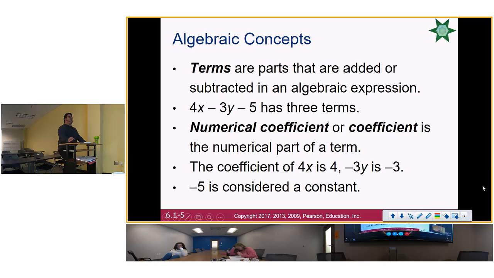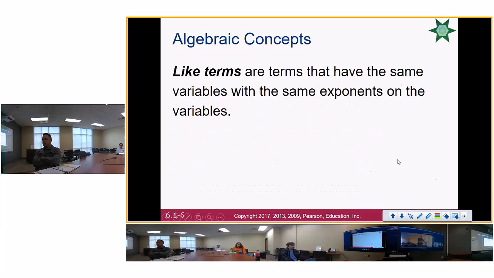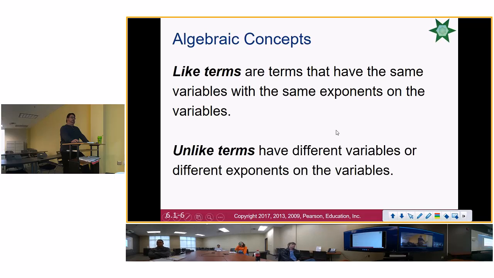Five is a constant because it doesn't have, actually it does have a variable. You can make it any variable you want to the 0 power. So I'd make it w to the 0 power. Because w to the 0 power, x to the 0 power is what? 1. So you could put any variable you want as long as you put it to the 0 power. But it's considered a constant because it does not have a variable. Like terms, unlike terms. Well, that's self-explanatory.